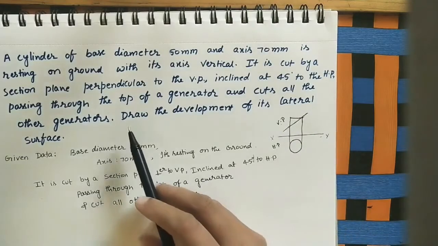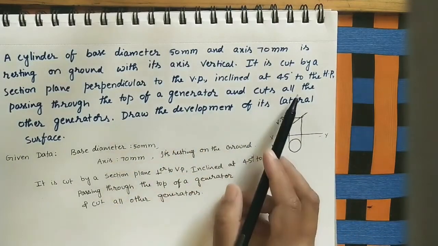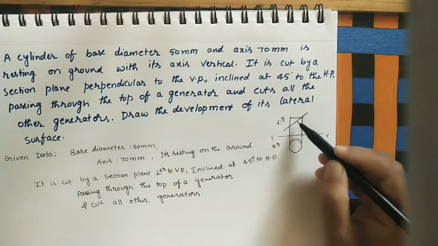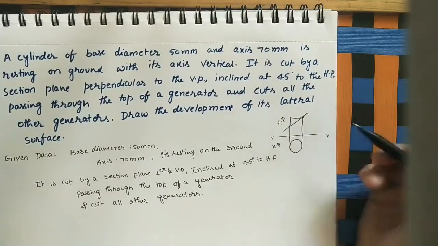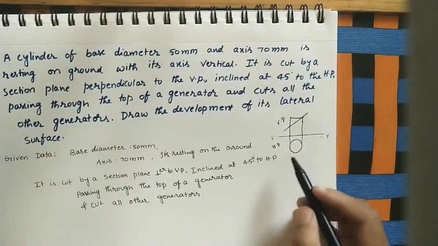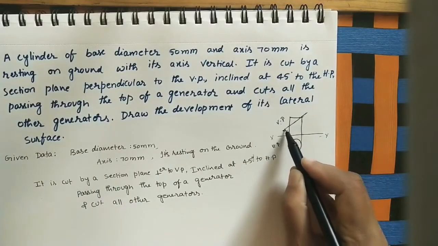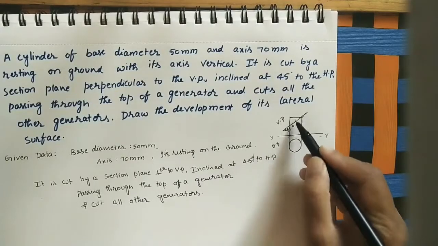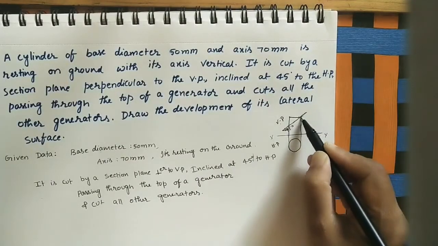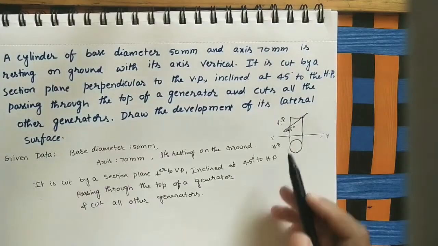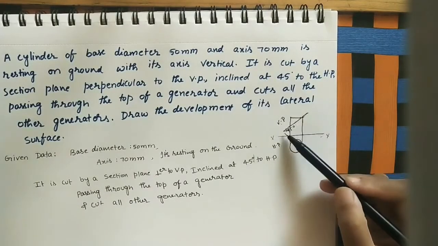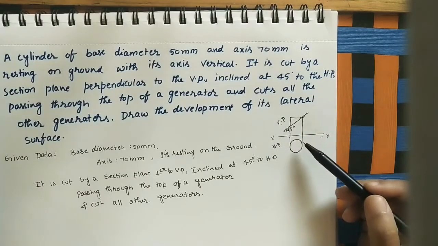And then next it has given that it cuts all the other generators. This cutting plane is cutting all the generators. Generator means this type of side of the cylinder. It is cutting all the generators. This is the position of the cutting plane. Now this is making a 45 degree angle and it is cutting all the generators, and it is passing through the top of the generator. Here after doing the projections we have to take this cutting plane. Let us do the projections initially.